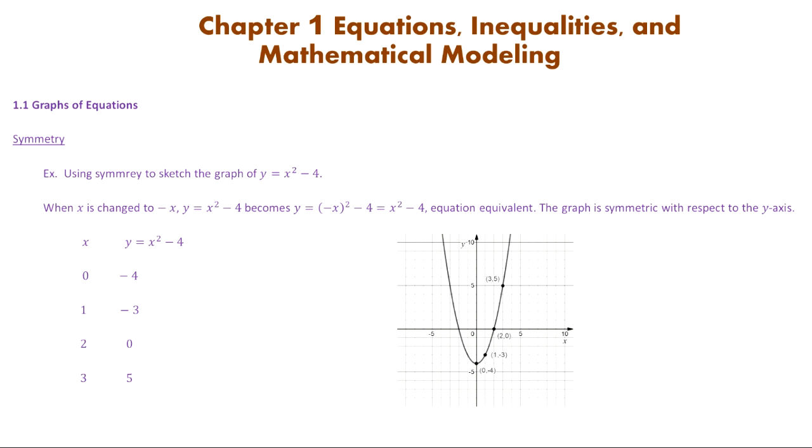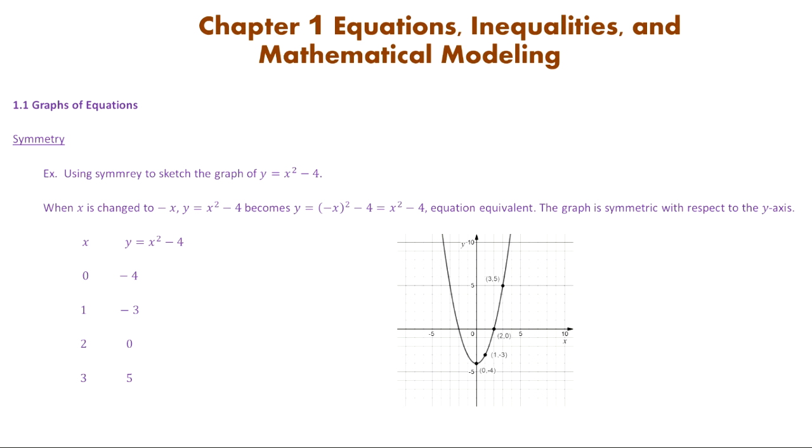Plugging in 0 for x, we get y equals 0 squared minus 4. So 0 squared is 0, and 0 minus 4 is negative 4. Plug in 1 for x, we get y equals 1 squared minus 4. 1 squared is 1, and 1 minus 4 is negative 3. Then plug in 2 for x, we get y equals 2 squared minus 4. 2 squared is 4, and 4 minus 4 is 0. So that's the third point.